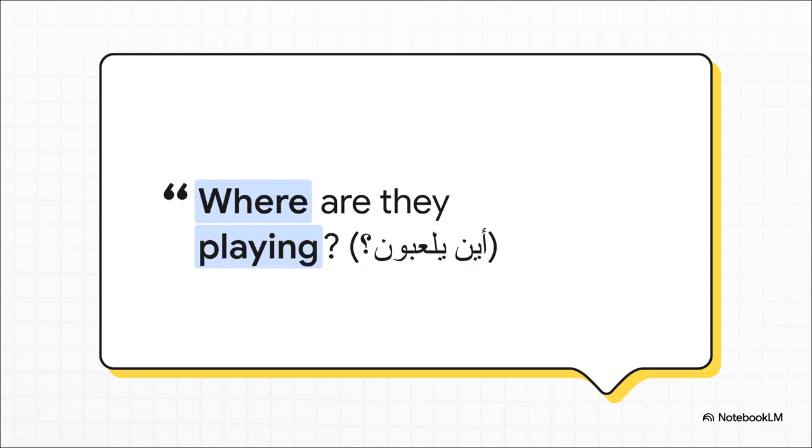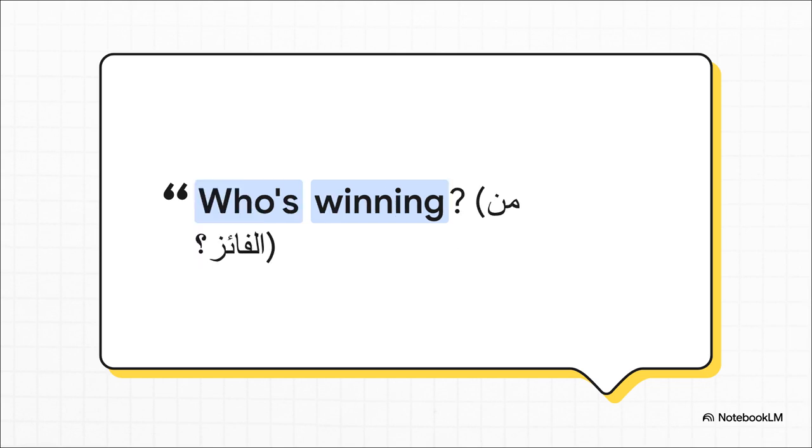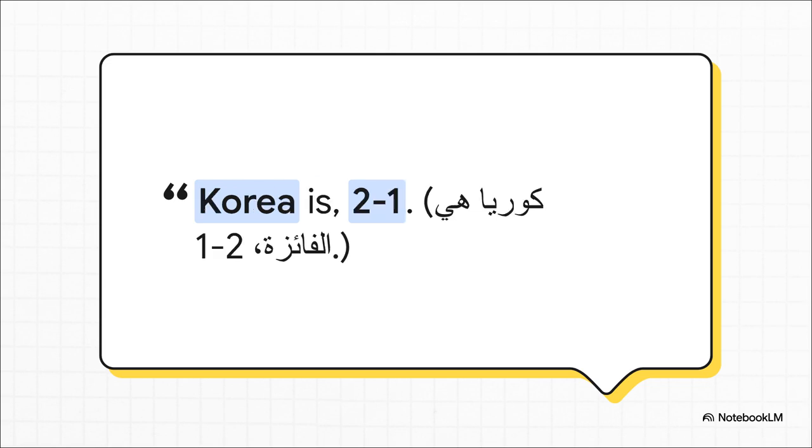So Angie's curious, she wants to know more, and she asks another question using that very same structure, "Where are they playing?" And what do you know? Billy's answer keeps that same pattern going. "They're playing in Seoul." He uses playing again just to show us that the action is still happening. Looks like Angie's got one last question for Billy. She asks, "Who's winning?" And that "who's" you hear, that's just a short way of saying "who is." And Billy tells her the score? "Korea is 2-1." See how he doesn't even need to say winning again? That's because we already know what they're talking about. So this little conversation is the perfect setup for the grammar we're going to be using today.